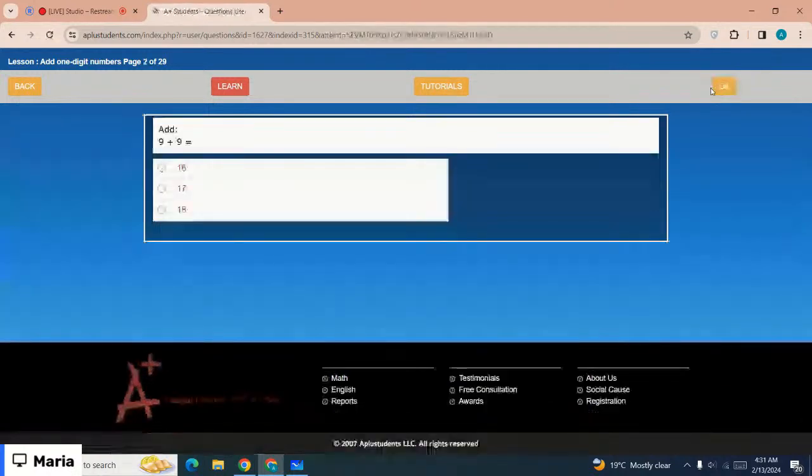Add 9 plus 9, which is the correct option? Start with 9 and count 9 more, right? So 9 plus 9 makes 18 it is, right? Very good. The correct option is 18.